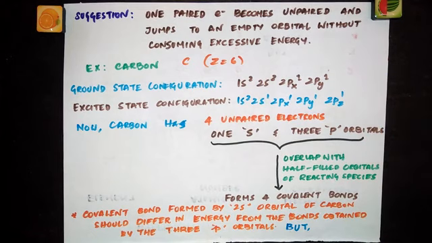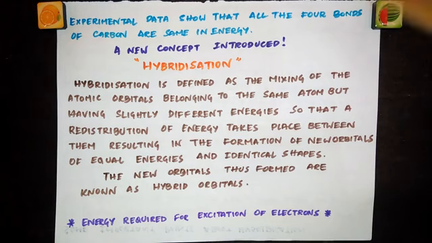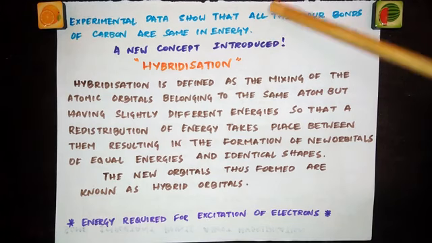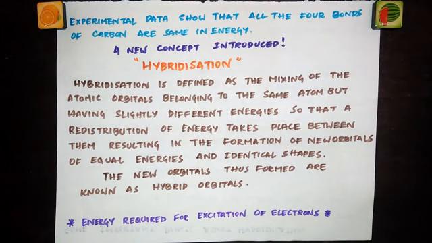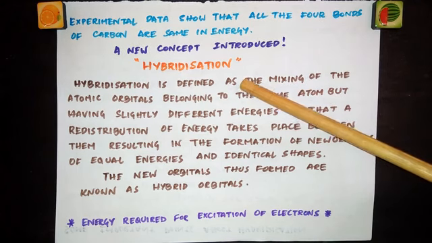But experimental data clearly show that all the 4 bonds of carbon are same in energy. So a new concept was introduced to explain this abnormal behavior of carbon, or you can say a deviation from valence bond theory. That new concept is hybridization.